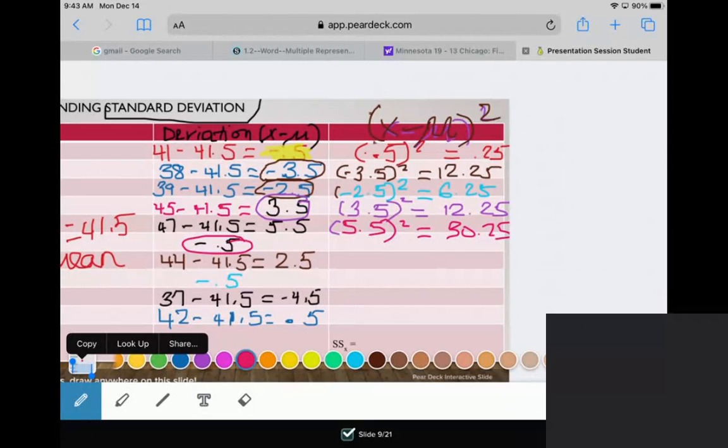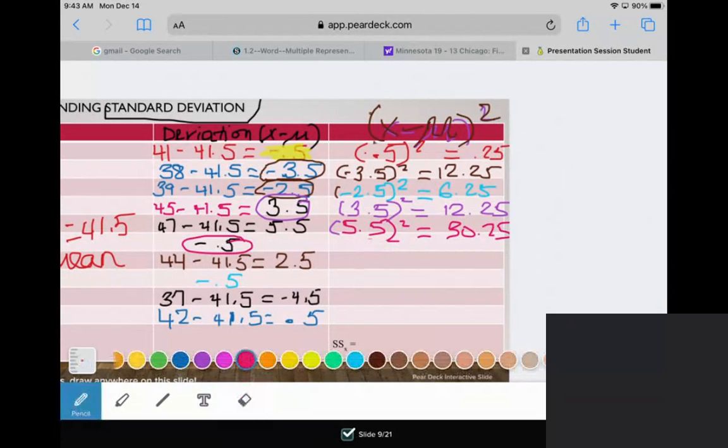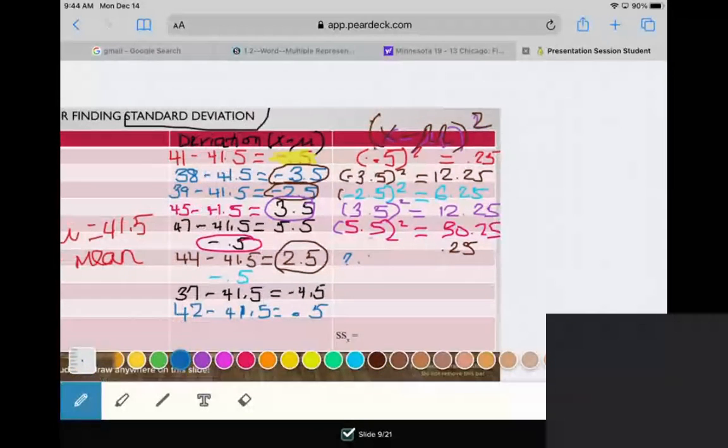This one, the negative 0.5, we already did up here. So for this one, I can just copy it down, 0.25, okay? I'm going to line it up so later on it's easy for me to add. So I would move on to the next one. All right, so 2.5.